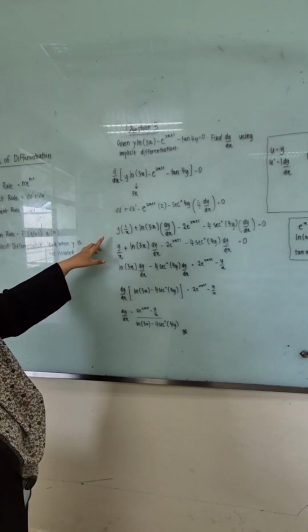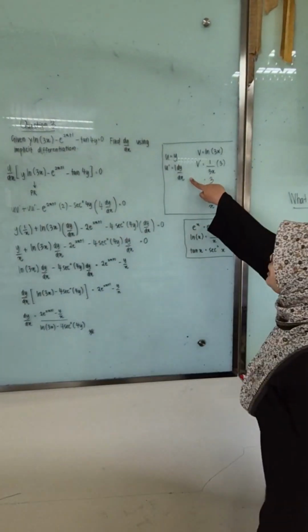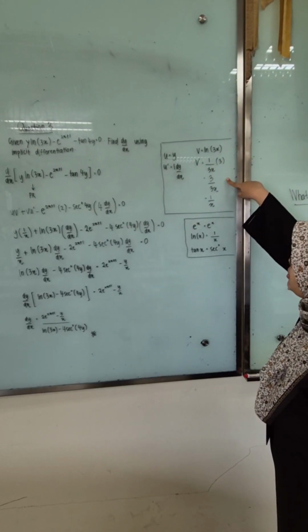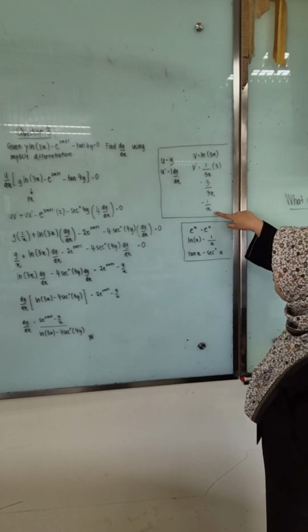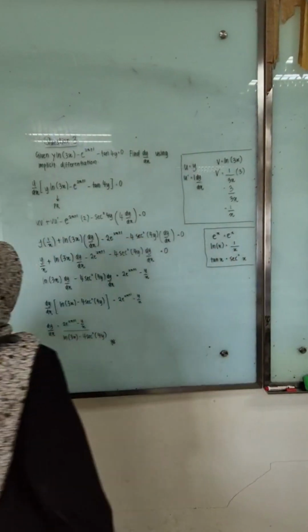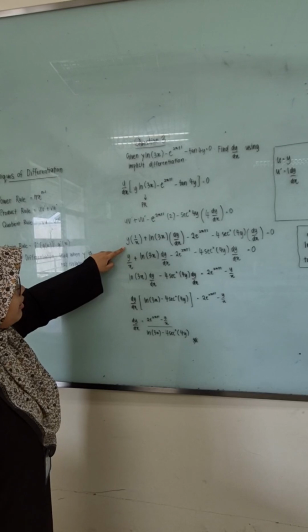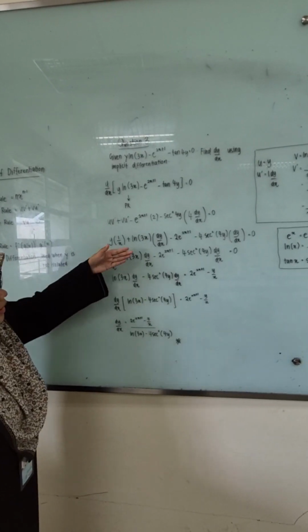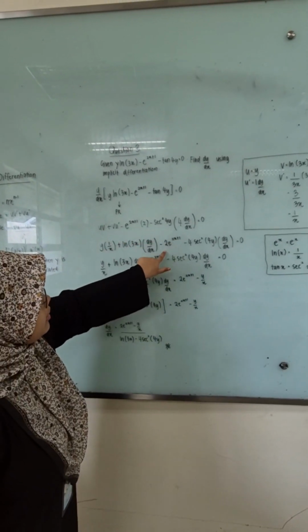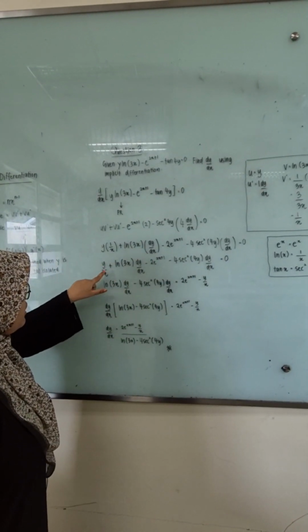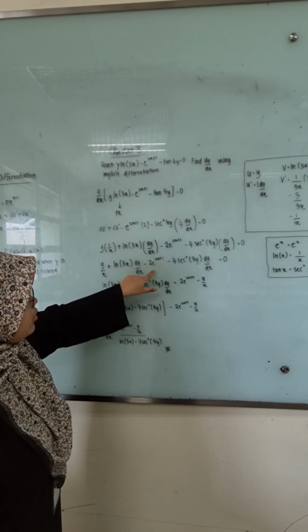Then we need to substitute y with dy/dx. Then we differentiate u and v. When we differentiate u, we get 1 dy/dx, and when we differentiate v, we get 1 over x. Then after we differentiate u and v, we insert the u prime and v prime into the equation. And then we solve these two, we get this one.